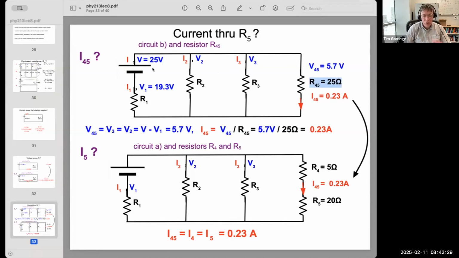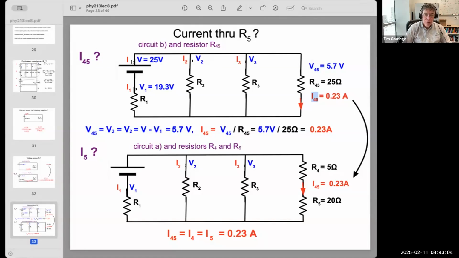If you look at the upper circuit in the right way, you can see that we can straightforwardly find the current through R45 if we know the voltage across R45. That will give us, by Ohm's law, the current through R45, and we can find that voltage by looking at the circuit. So take a look through the outside arm of the circuit. I'm tracing it out here.